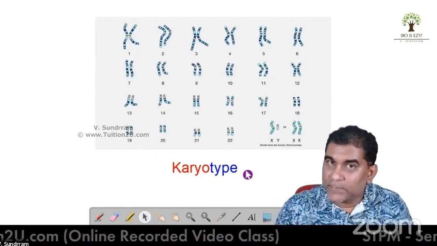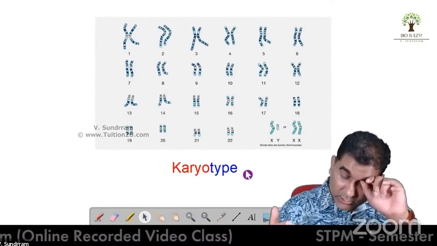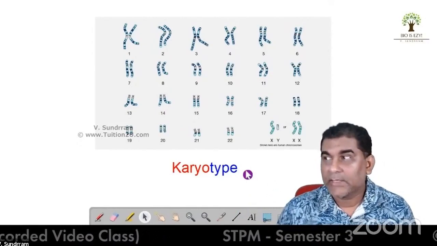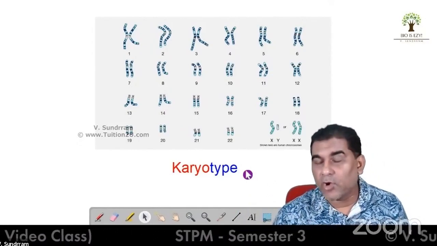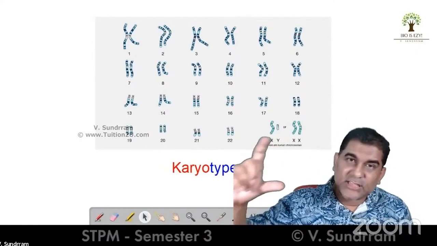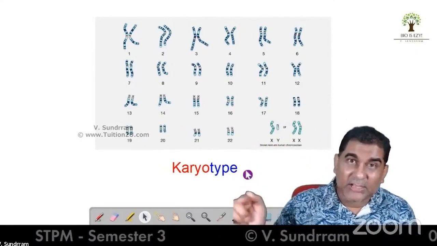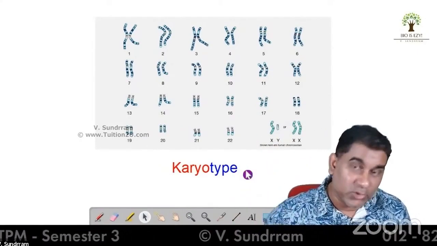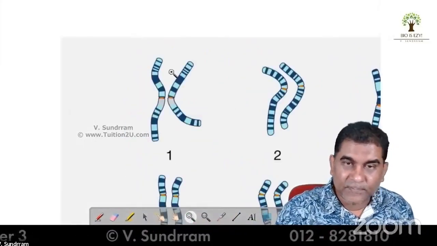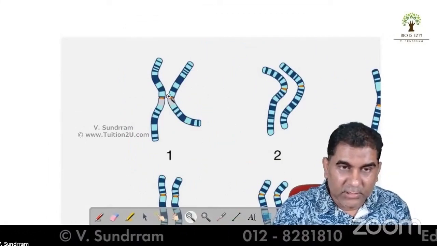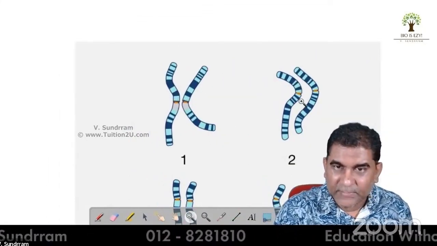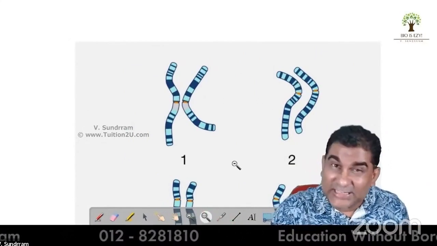We take a human cell, we remove all the chromosomes from the human cell. We arrange them according to size. A few things: according to size, according to the band, according to the position of the centromere. If you see this orange color that you see here, that is supposed to be the centromere.